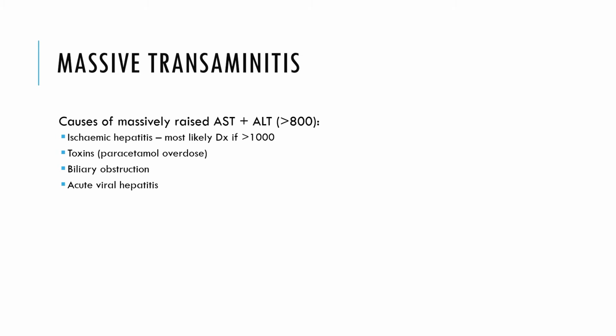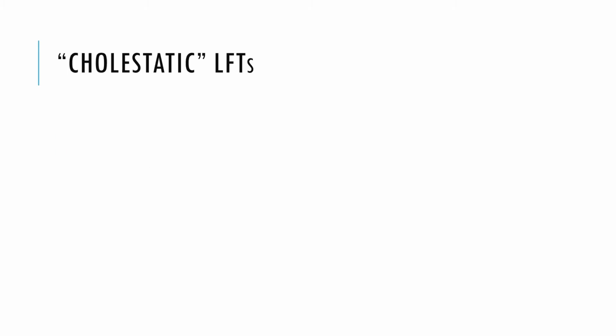Alcohol hepatitis rarely has an ALT of greater than 500. Biliary obstruction can also cause these massive derangements, and acute viral hepatitis. As we get to values above 1,500, ischemic hepatitis and paracetamol overdose become the major differentials. And the higher you get, the more likely it's an ischemic cause.